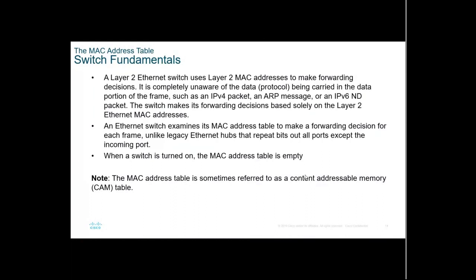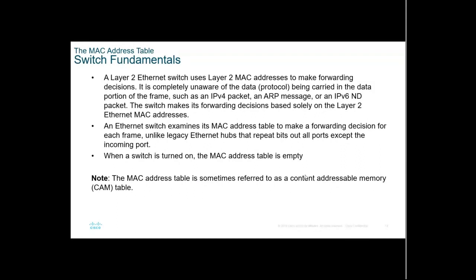A layer 2 Ethernet switch uses layer 2 MAC addresses to make forwarding decisions, so it decides which port to send the frame out. It looks up the table, sees the destination is on port 1, so it sends it out port 1, because port 1 has the MAC address of the computer I want to communicate with. It is completely unaware of the data. It doesn't care about the data, to be honest. Layer 2 does not look at the data. Layer 2 only looks at the frame and the MAC address of the frame.